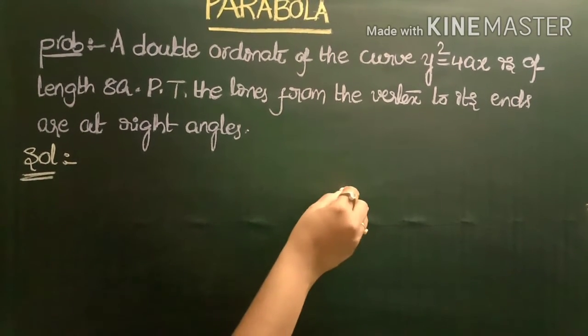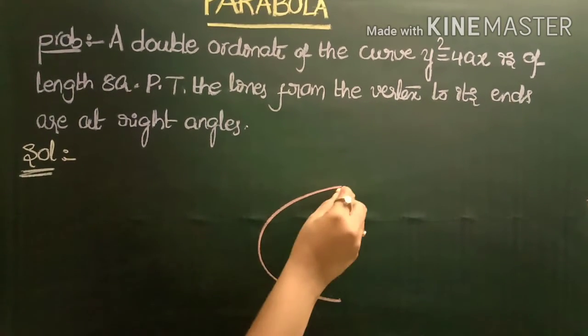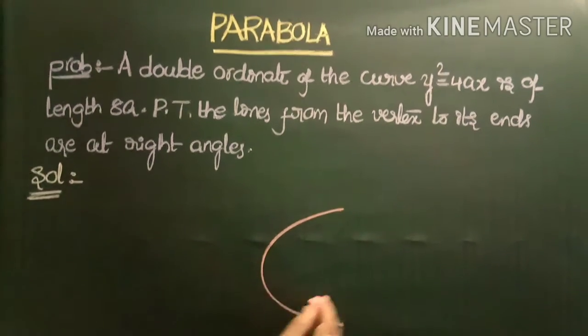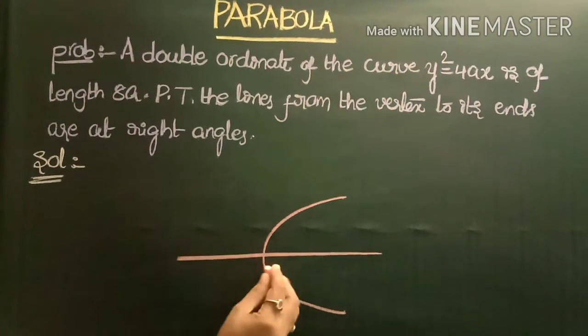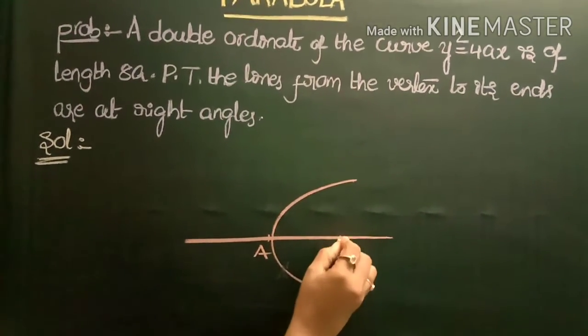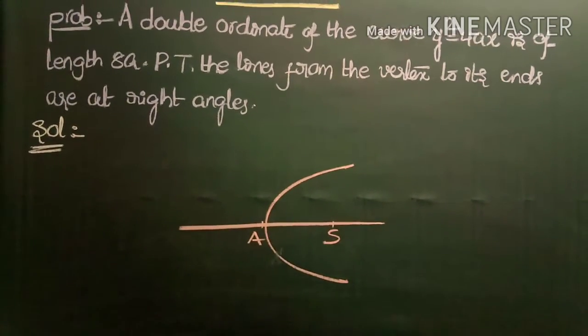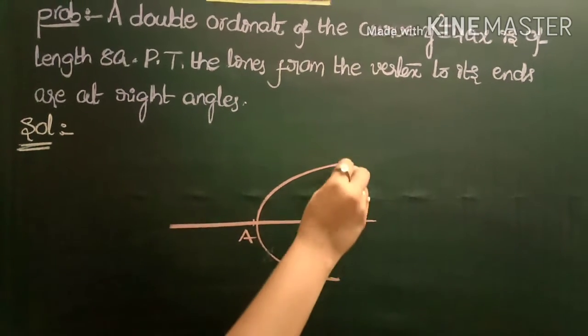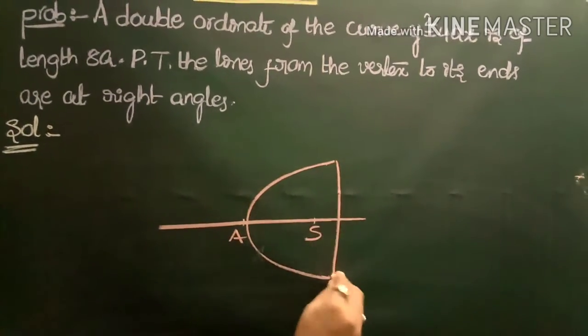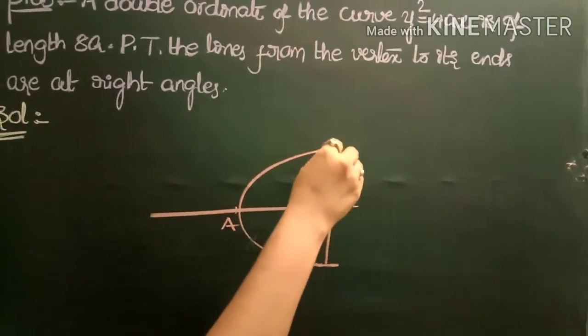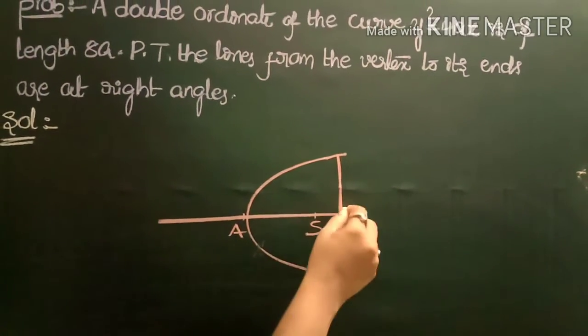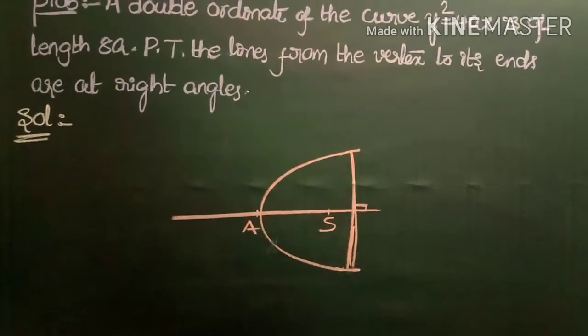So here one parabola is given, which is y square is equal to 4x. This is a parabola, and this is the axis of the parabola passing through the vertex and focus. What is given? The double ordinate of the parabola y square is equal to 4x is of length 80. This is the double ordinate. Double ordinate means the line which is perpendicular to the axis of the parabola.